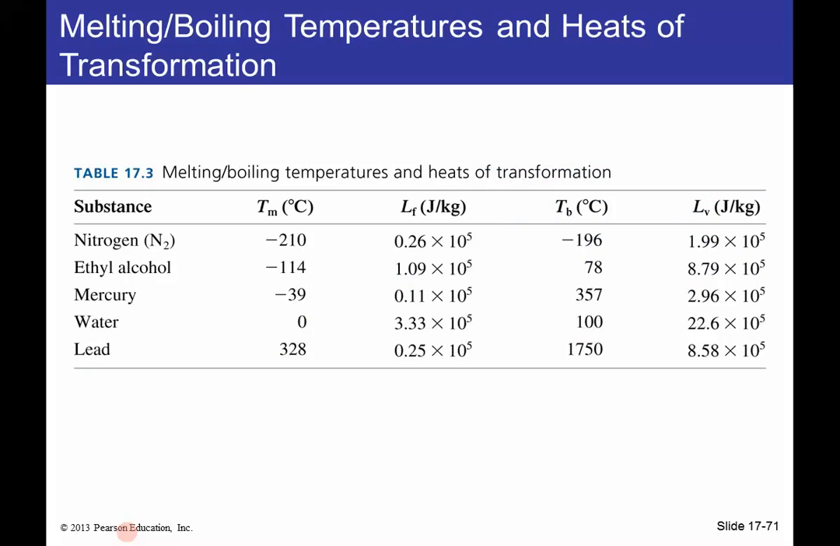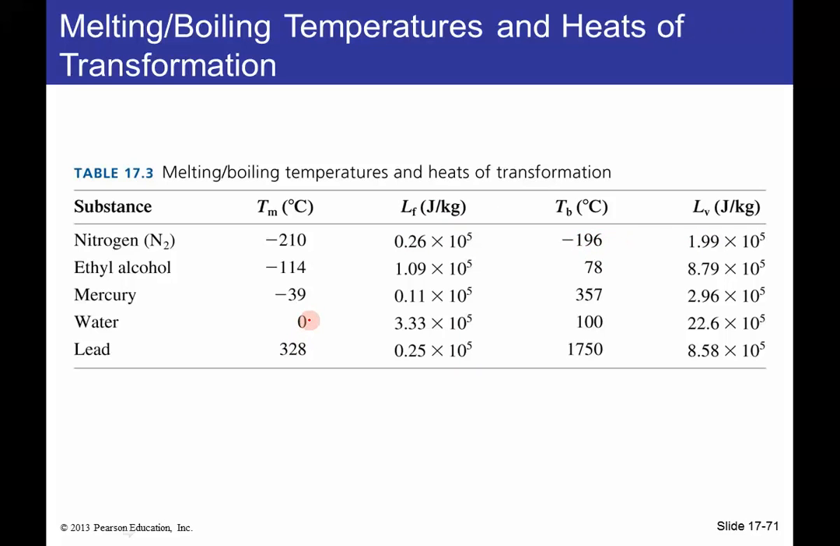So this table shows some melting and boiling temperatures and heats of transformation for nitrogen. The melting temperature is minus 210 Celsius, and this is the heat that you need to add to melt nitrogen, in joules per Kelvin. And this is the heat of vaporization, and this is the temperature at which that occurs.